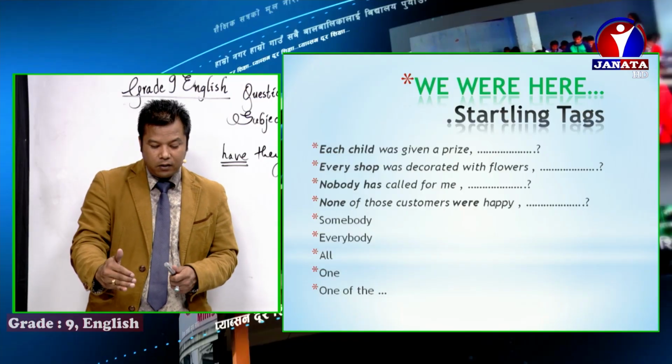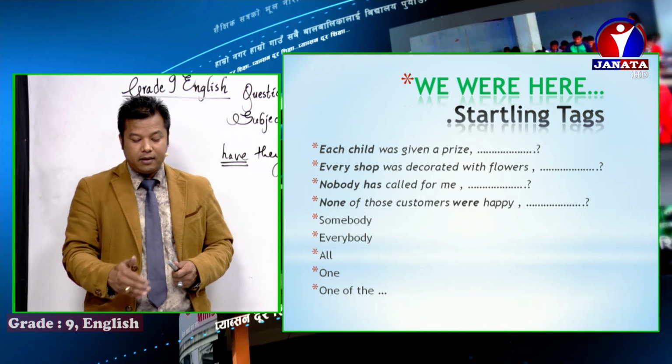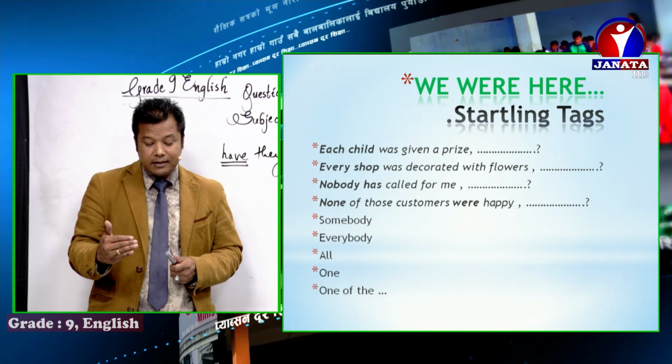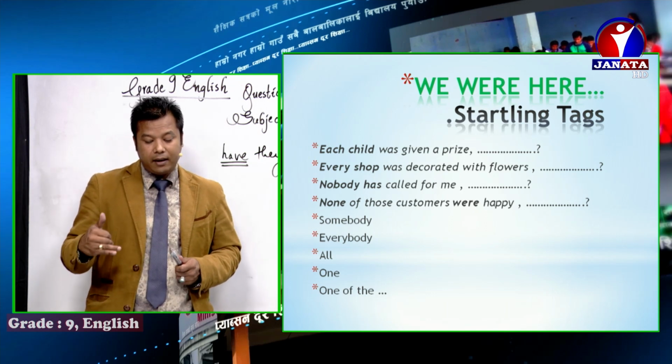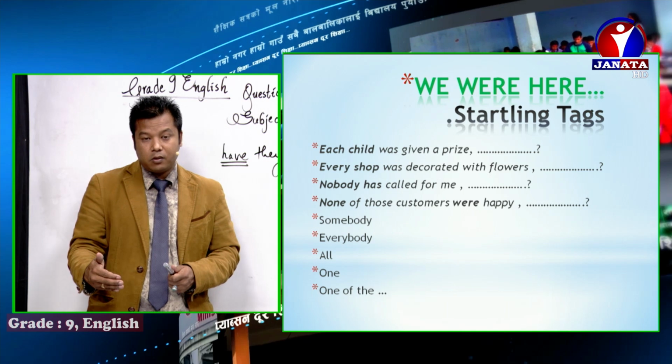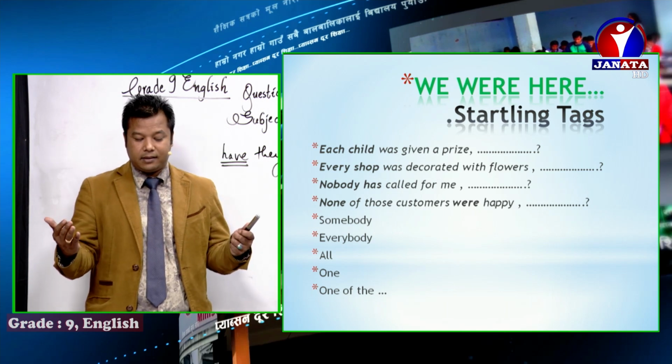Now, none of those customers were happy. So again, none is a negative sentence, and this is were, past tense. So you go to make it, okay, were they? None of those customers were happy, were they? Simple as this.